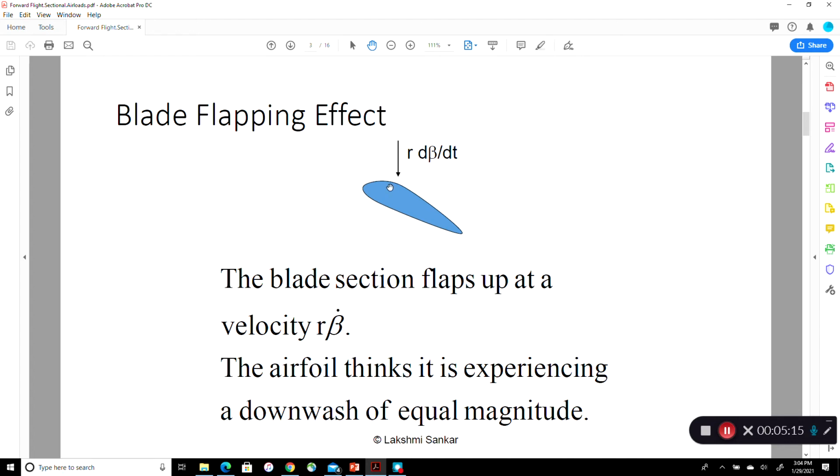So this section is moving upwards at this velocity. So this aerofoil thinks I am standing still. Air is coming towards me from the top to bottom at r times d beta dt. So anytime something is coming from up to down, we call it a downwash. So we are seeing a downwash of magnitude r times d beta dt. When we say beta dot, we are talking about the time derivative of beta, which is the flapping angle, with respect to time.